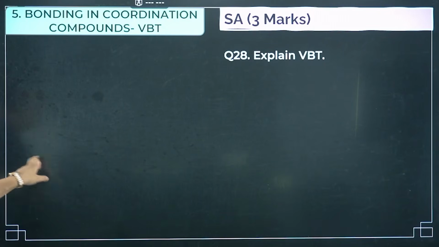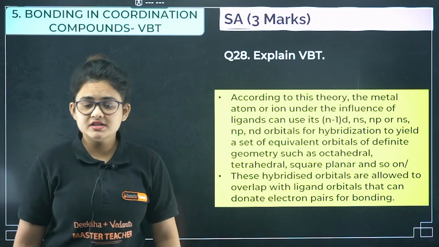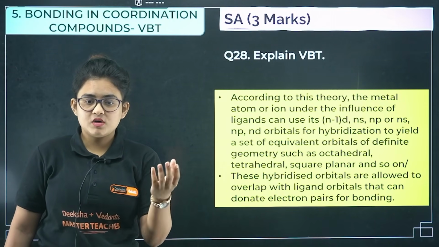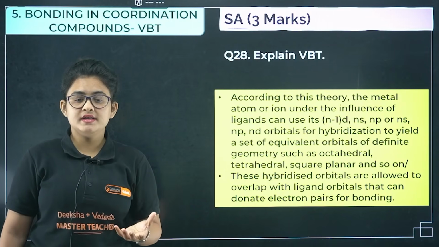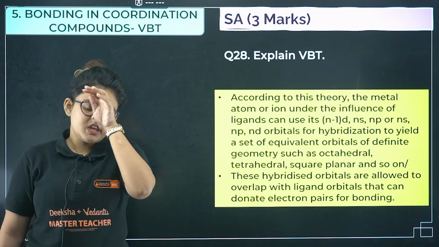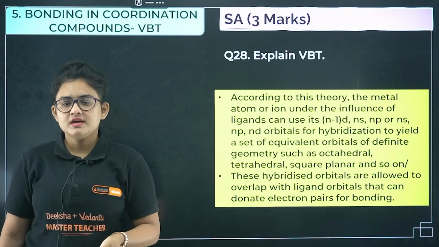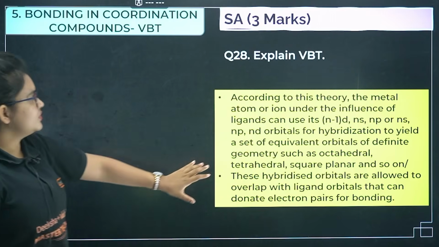Let's proceed. Explain VBT. Here you can see this is the entire VBT explanation. There is a hybridization of (n-1)d, ns, np. This orbital hybridization takes place, overlap of these orbitals takes place and their energy becomes equivalent. So they can form octahedral compounds, they can form tetrahedral compounds. Okay, so this is all about the VBT.